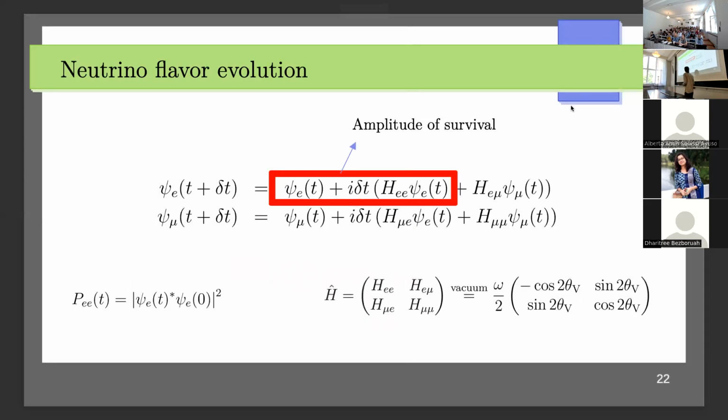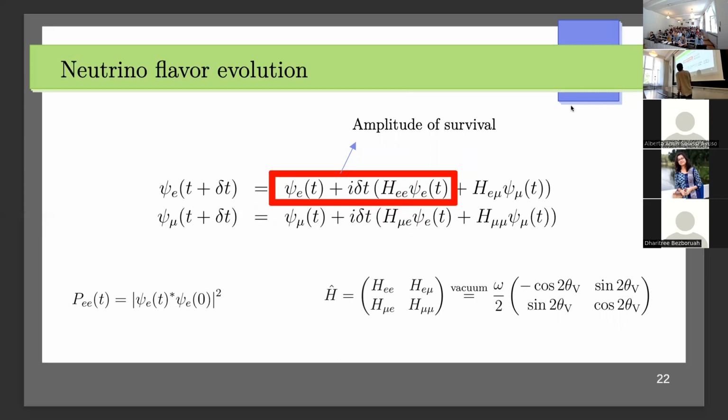But if we are in matter, then things change a bit. Let us see why this is happening. The equation I showed in the previous slide tells us that if we have a neutrino wave function at a particular time, what the wave function will look like at some later time, t plus delta t. This red box tells you the probability amplitude of survival for electron neutrinos, and that is dependent on the Hamiltonian. In the previous slide, I just showed the Hamiltonian contribution due to vacuum effects.